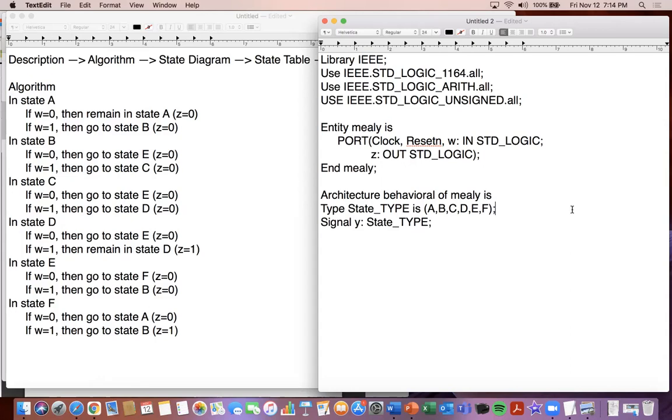Doing pretty good. And then we're gonna have to begin the architecture. And when we begin it, we're gonna have the process. And the process is gonna be based off the clock and reset N. Okay, and then begin process.